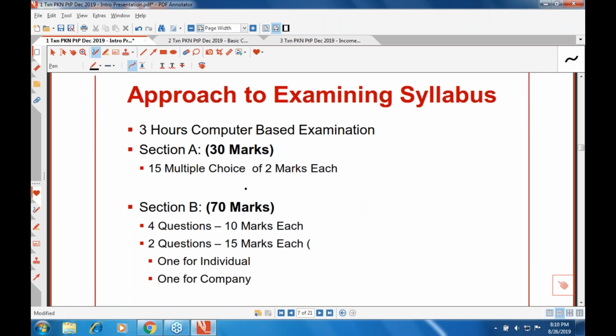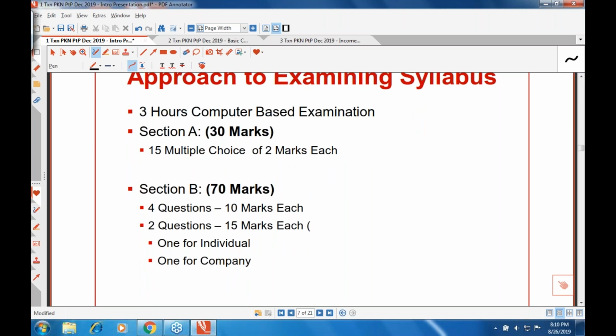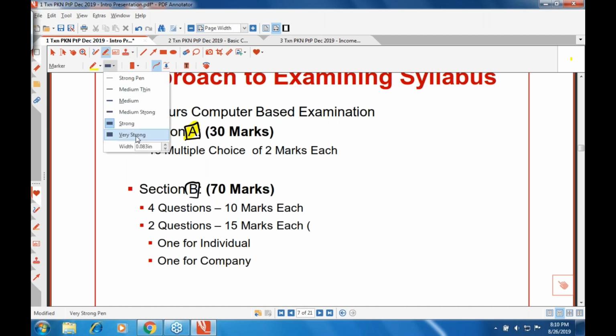Anyways, first of all, as you know, all the fundamental level papers of ACCA have become computer based now. Same is the case for the F6 Pakistani variant. It's also going to be a computer based paper with 2 sections, section A and section B. How exactly are they being examined? In section A, you have got 15 multiple choice questions worth 2 marks each. For section B, there are 4 questions which are worth 10 marks each, and 2 questions which are worth 15 marks each, one for individual and one for the company. So this is how the PK variant taxation paper is going to be examined.